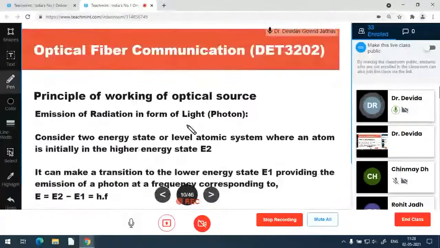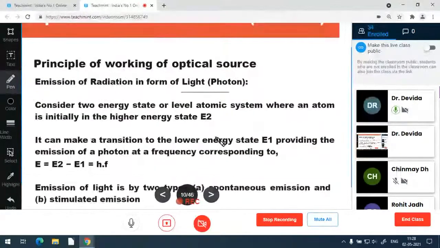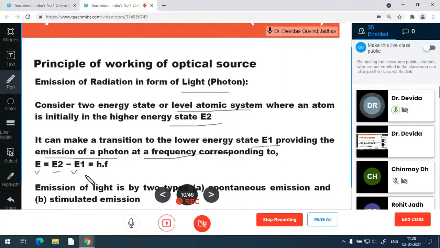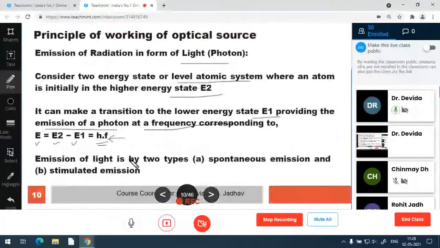Emission of radiation, in the form of light or photon. Again, a two-energy-level atomic system is considered. Initially, the atomic state is the higher energy state, that is the conduction energy state, and it can make a transition from the higher to the lower energy state, providing the emission of a photon. The energy of the photon is E2 minus E1, the band gap energy, equal to hf. So this frequency is decided by the band gap energy of the material.